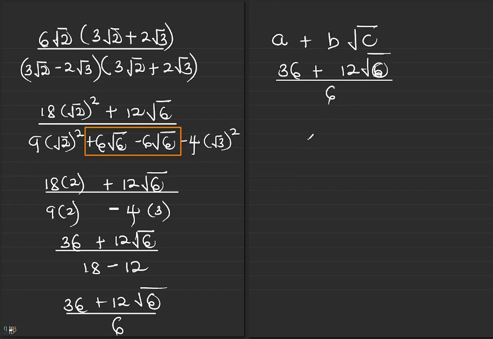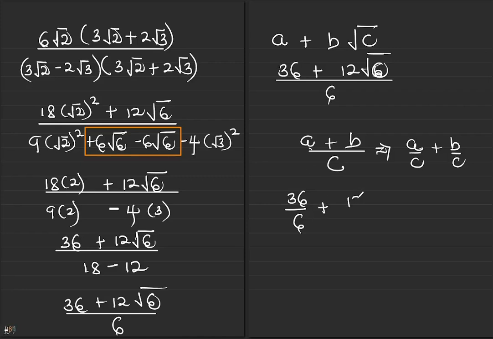Yes. If you have a plus b all over c, it is the same as a over c plus b over c. You see, the denominator affects both terms. So we are going to apply the same thing over here. So that we have a 36 over 6, you see, then plus 12 over 6 root 6. So simplifying further, we have 36 over 6, which is a 6. So 6 plus 12 over 6, that gives us a 2. Then with our root 6 over here.